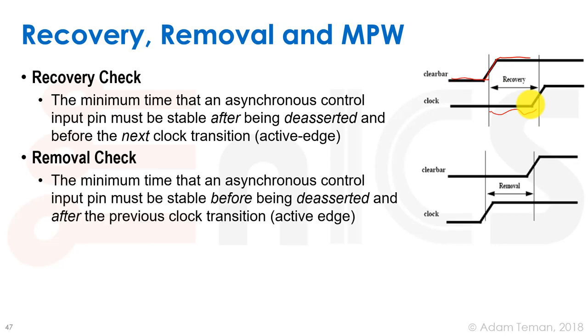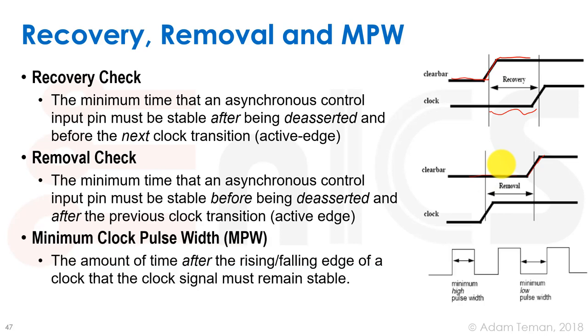A removal check is the minimum time that an asynchronous signal input pin must be stable before being deasserted and after the previous clock transition. So here's the previous clock transition, and here's how long we should wait until we deassert this reset. So these are two checks that are checked by the timing engines. We usually don't run into problems with them, so we don't discuss them as much as the max and min delays. Finally, we have the minimum pulse width, or the MPW check, which is also defined inside our lib files.